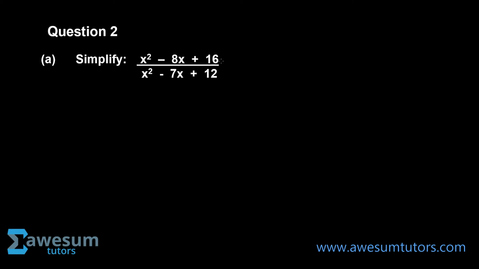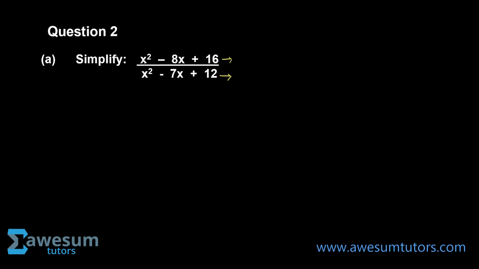You will take note that the numerator is a quadratic expression and the denominator is also a quadratic expression. So that means we'll have to simplify each of them. We can use the factorization method for both and then simplify the fraction. Now, let us start from the numerator.